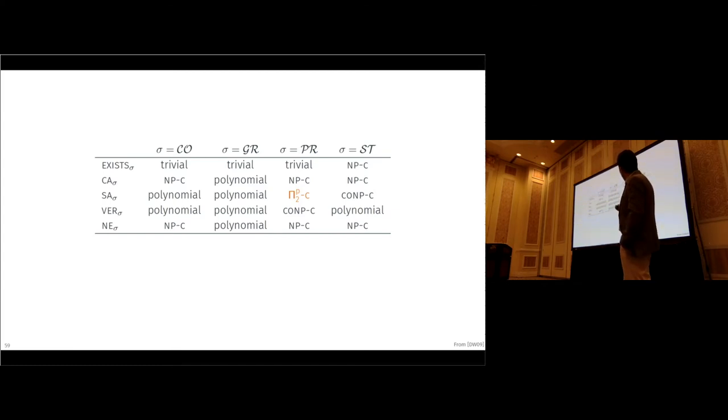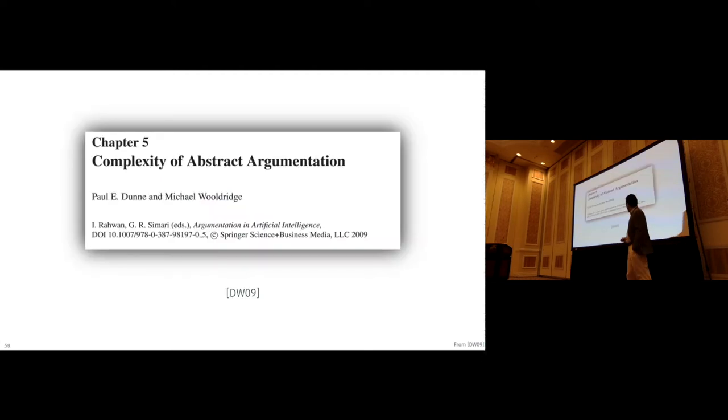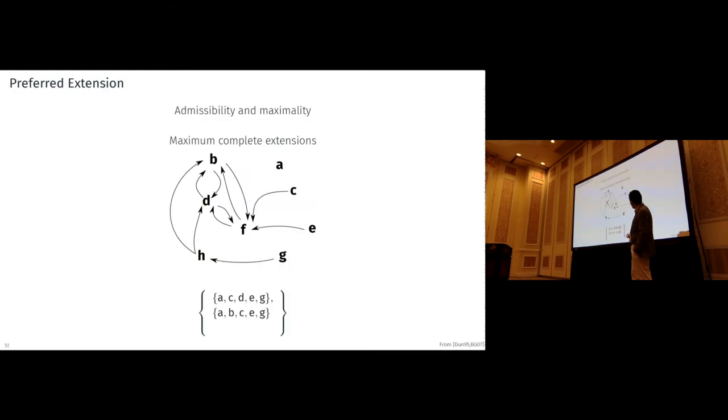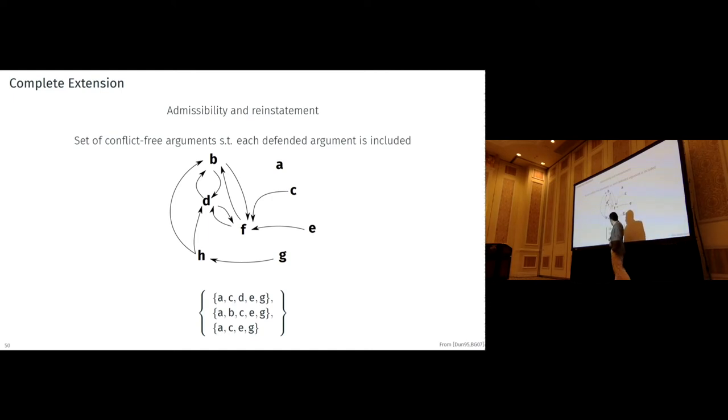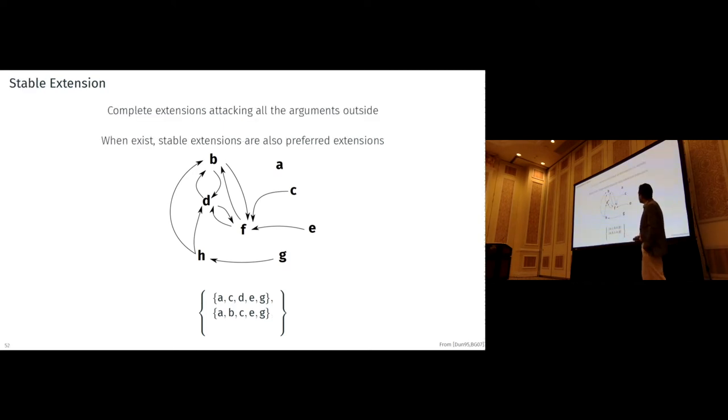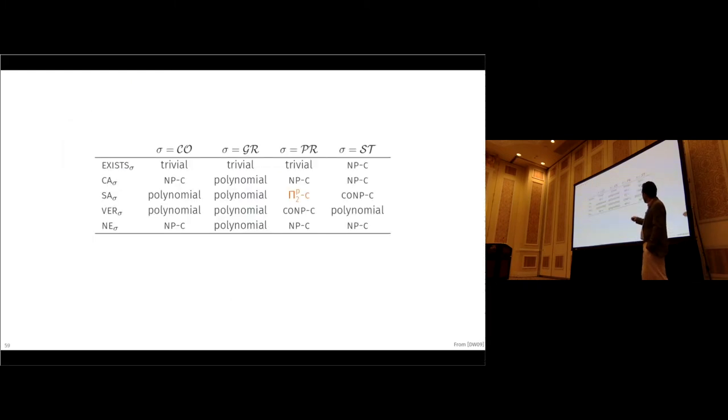And in the case of complete, we know that the hardest parts are credulous acceptance and non-emptiness. There is a fourth semantics that I have not introduced, which is the dual of preferred: if preferred is the maximal complete extension, the grounded is the minimum one. And indeed, if you look at the complete extension, there was this bit here that we almost neglected during the presentation. This is indeed the grounded extension, the minimal complete extension. The grounded extension has a nice property: everything is polynomial. And it is also among the most skeptical ones, in the sense that it allows only one extension.